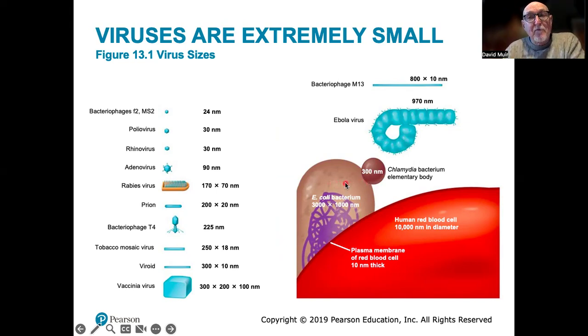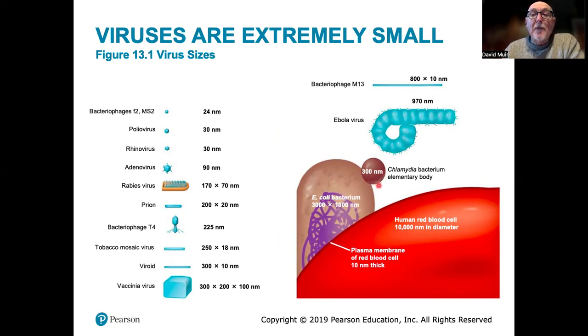Interestingly enough, chlamydia is also an obligate intracellular parasite. In order to get this small, it loses much of its cellular machinery and instead comes to depend upon cellular machinery of its host. And this is something which is characteristic of the viruses.